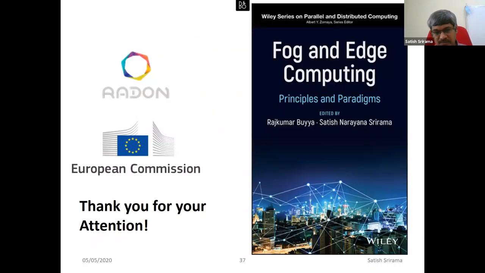Based on all the research which we have done, we have executed several European Commission projects. I have also edited a book on fog and edge computing along with Professor Rajkumar Buyya, whom people might have heard about in cloud computing. We also have written a manifesto for cloud computing: what is the latest research which should be happening in the cloud computing domain? People who are interested can check the cloud computing manifesto, which was co-led by me and Professor Rajkumar Buyya. It is authored by almost 25 excellent authors from across the globe.